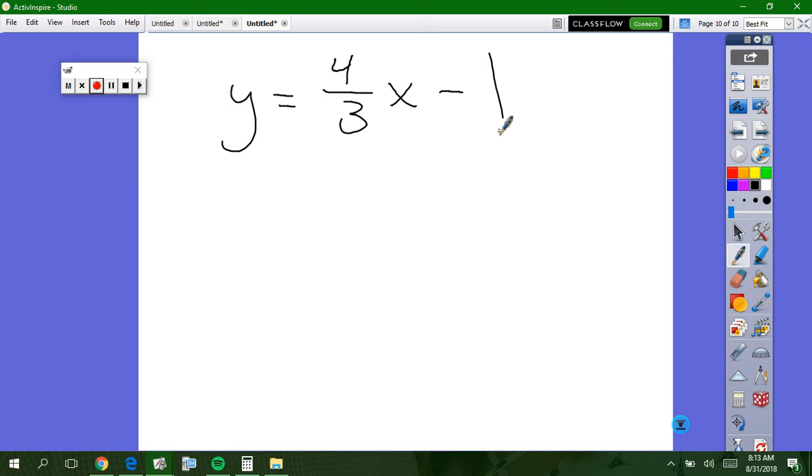1.32666. Isn't it hard to rise 1.33, run 1? Isn't it easier to rise 4, run 3? Another great reason why we use an improper fraction instead of decimals, right? Okay, where are we going to start out at? Now, where are we going to start?